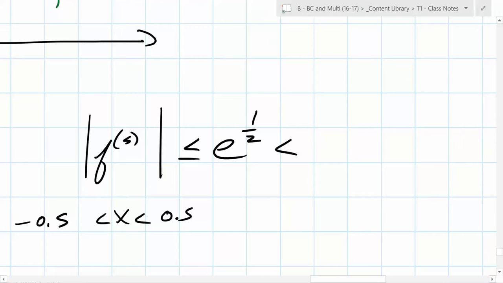What's the smallest integer that it's definitely less than? Well, e is 2.7, so the square root of e is going to be bigger than 1. So it's got to be less than what? 2. It's definitely less than 2, right? Definitely less than 2. So what does this tell us?